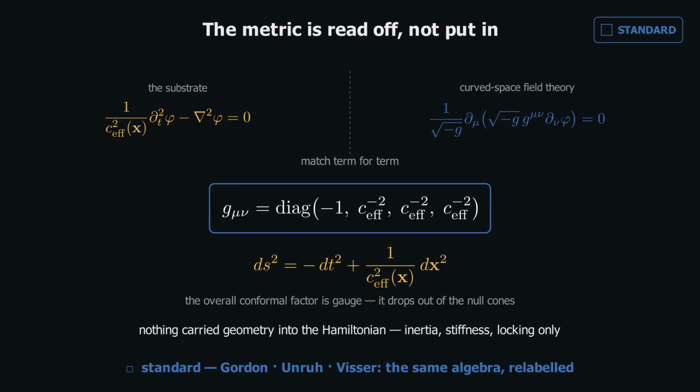And the honest tag on this box is standard, not derived. This is Gordon, Unruh, and Visser's analog metric, the same algebra, relabeled. What ACT contributes is not the equation. It is the claim that the medium is not a fluid inside spacetime, but the substrate of it.